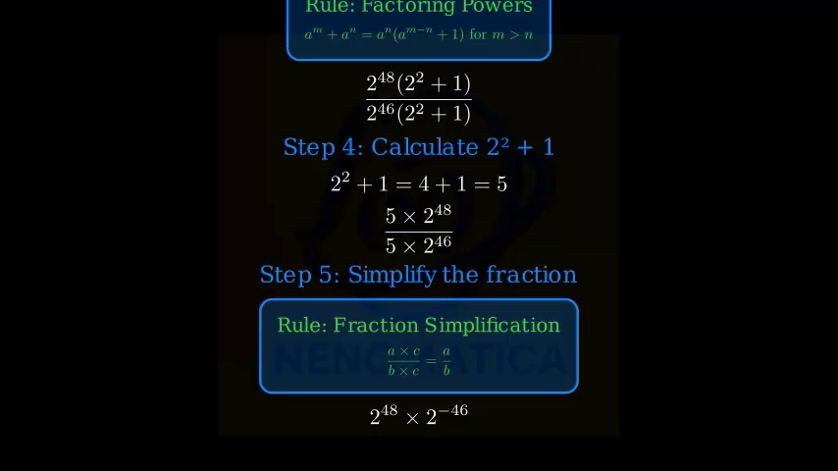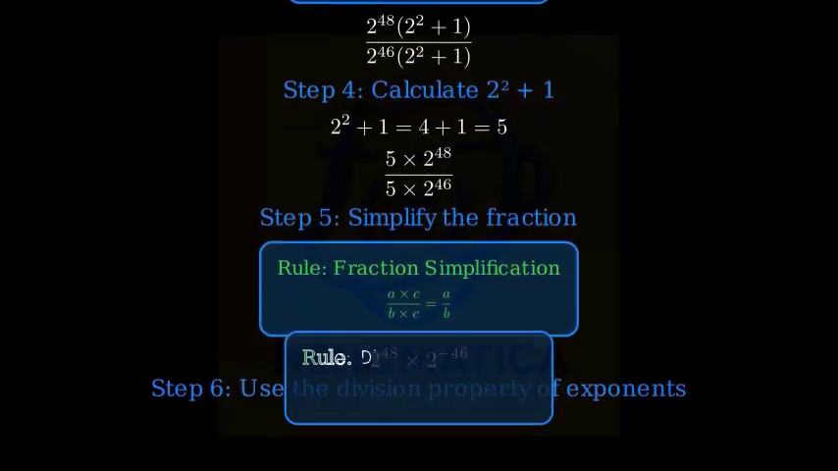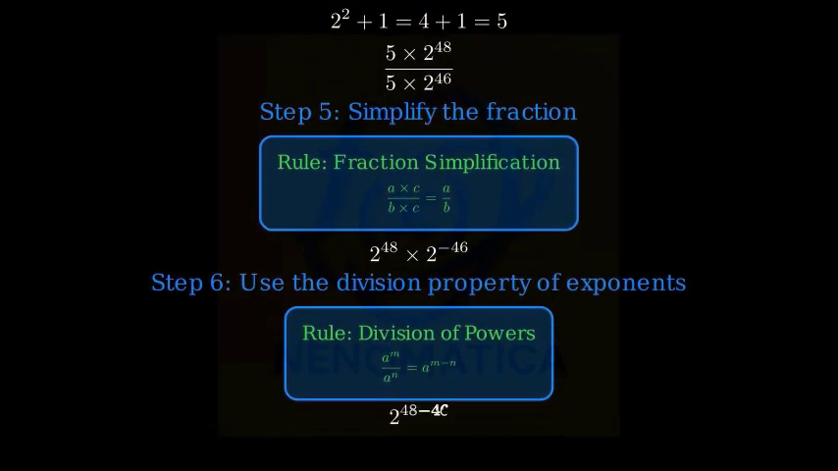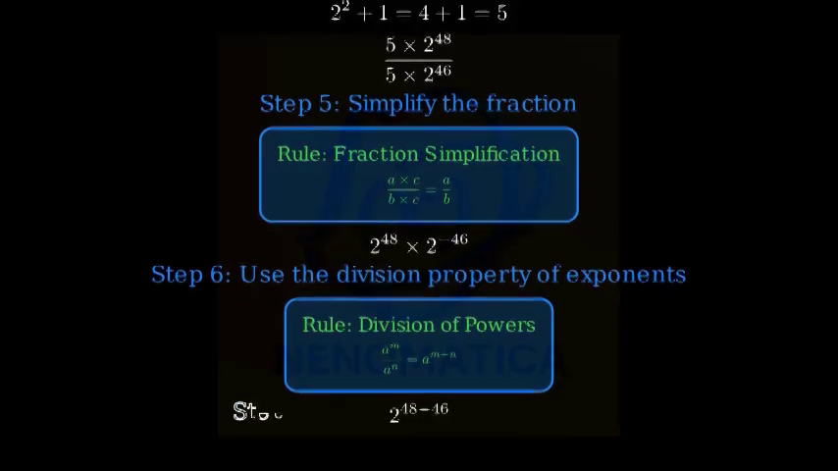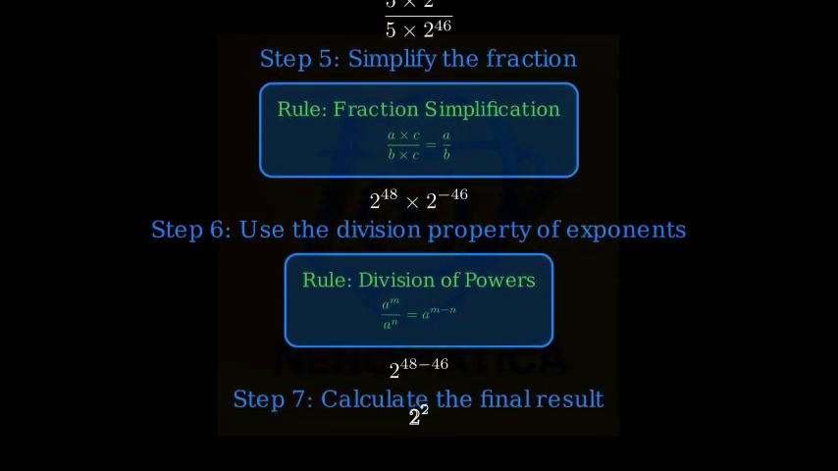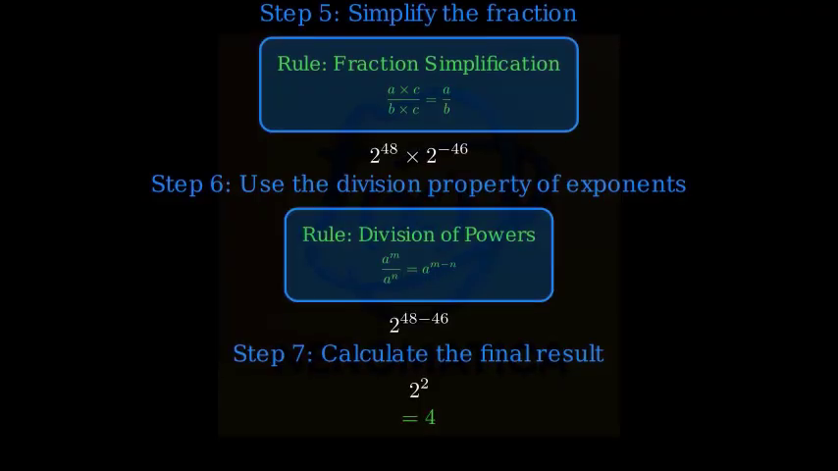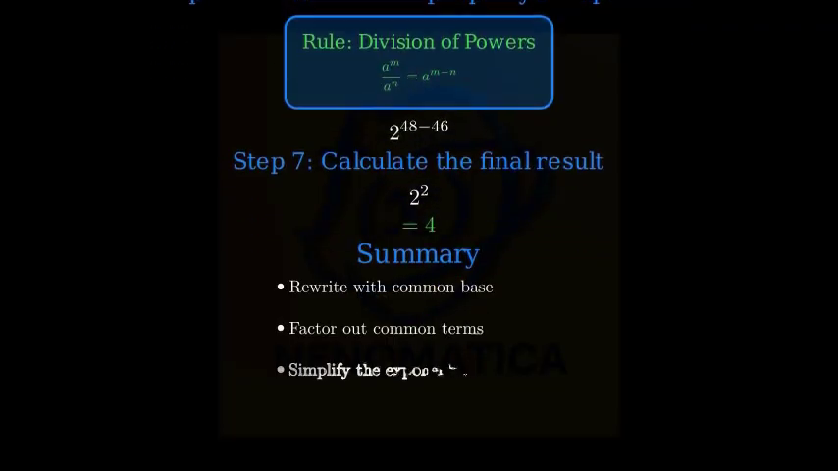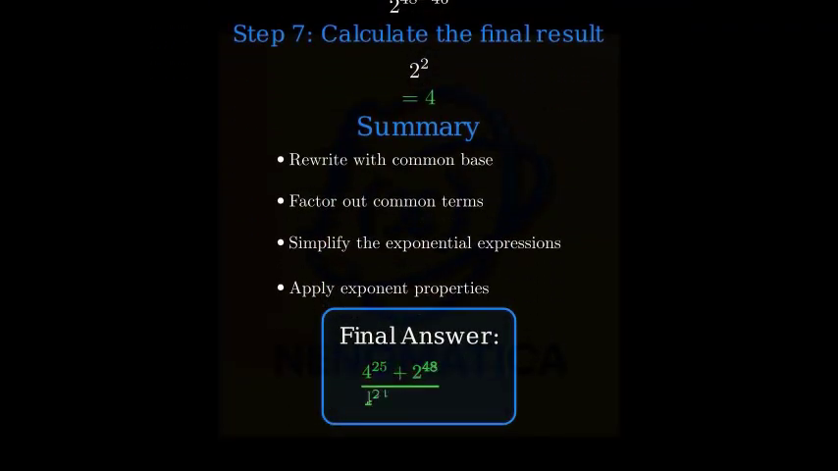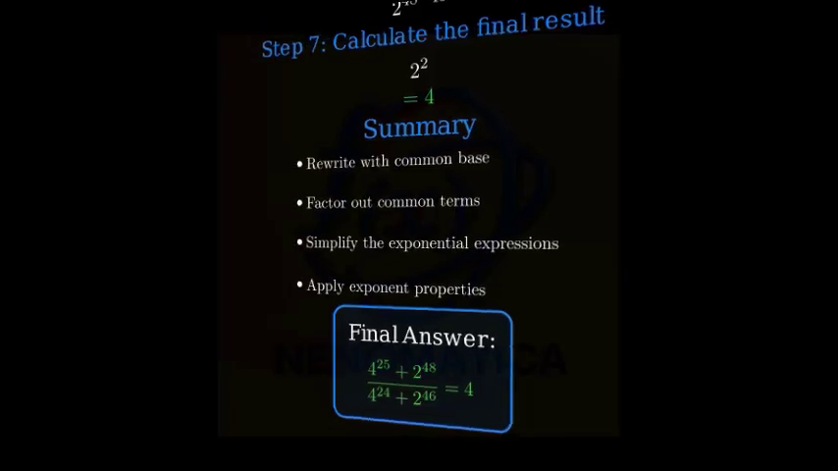We're left with 2 to the power of 48 divided by 2 to the power of 46. Using the division property of exponents, we can rewrite this as 2 to the power of 48 minus 46. Finally, 48 minus 46 equals 2. So our answer is 2 to the power of 2, which is 4. So we've solved the problem by rewriting all terms with a common base, factoring out common factors, and then simplifying the exponents. The answer is 4. This approach can be used for many similar problems involving exponential expressions.